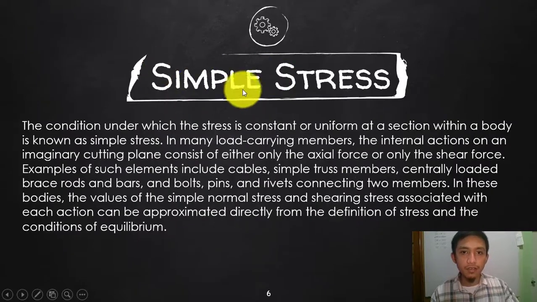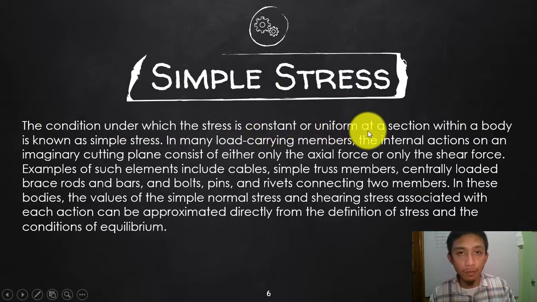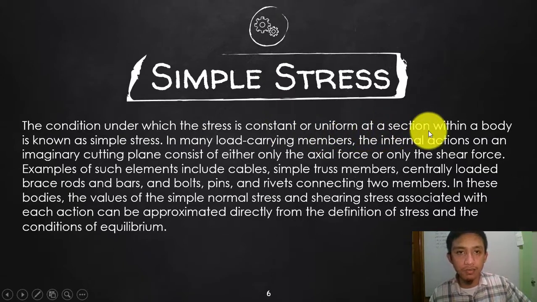So, simple stress. Again, we will try to define. Simple stress is the condition under which the stress is constant or uniform at a section within a body. So that is simple stress: the condition under which the stress is constant or uniform at a section. That is what we call a simple stress.